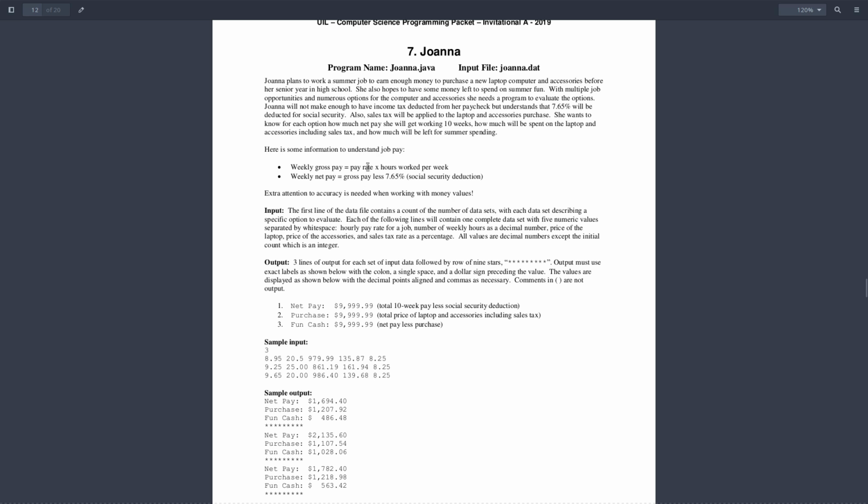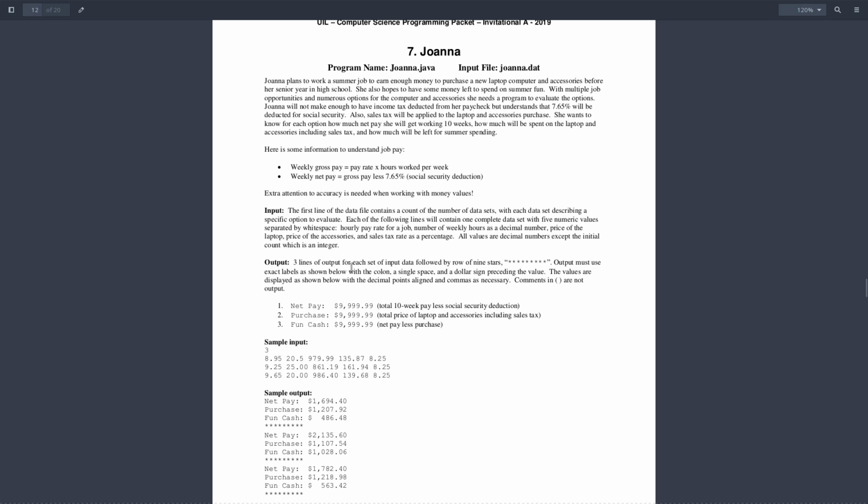We've got some equations for calculating gross pay, net pay, and then it looks like we're given, first line of the data will contain a count of the number of data sets, with each data set describing a specific option to evaluate. Each of the following lines will contain one complete data set with 5 numeric values separated by a white space. There'll be hourly pay rate for a job, number of weekly hours, a decimal number, price of the laptop, price of accessories, and sales tax rate as a percentage. All values are decimal numbers except the initial count, which is an int.